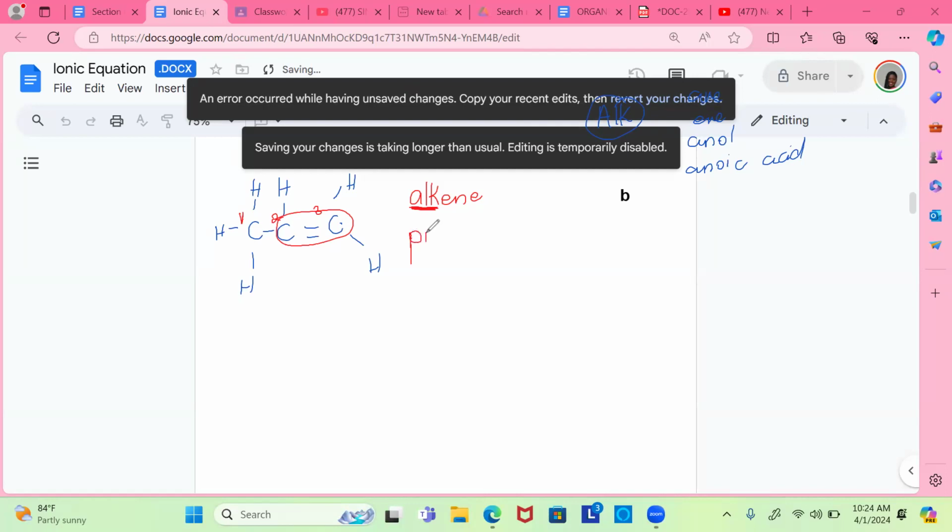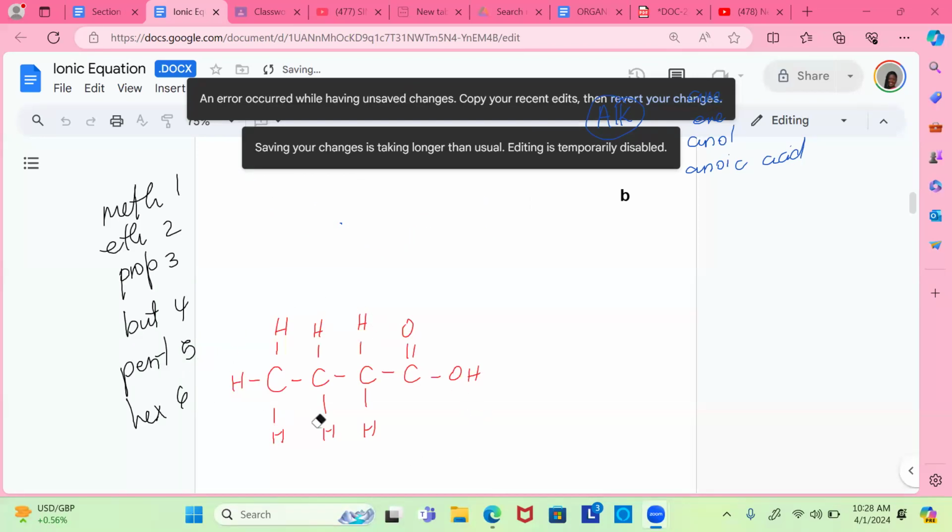So this is propene. Clear? Yes. So I am looking at this molecule and I'm looking for what the functional group is. What is the functional group in this compound here? It is C double bond OH. Clear? So the functional group is the carboxyl.